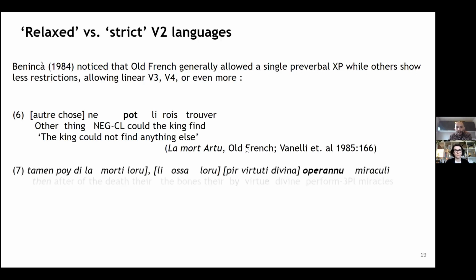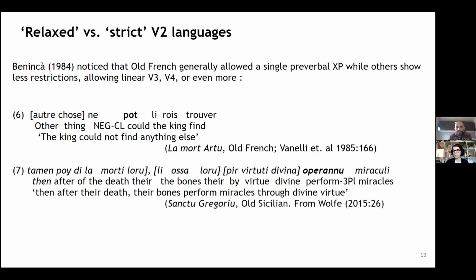And here is an example from Old Sicilian cited by Wolff, which otherwise shows inversion structures of all kinds. But here you have 3 constituents in front of the verb. "After their deaths, their bones by virtue divine perform miracles." So how to account for this typological split?